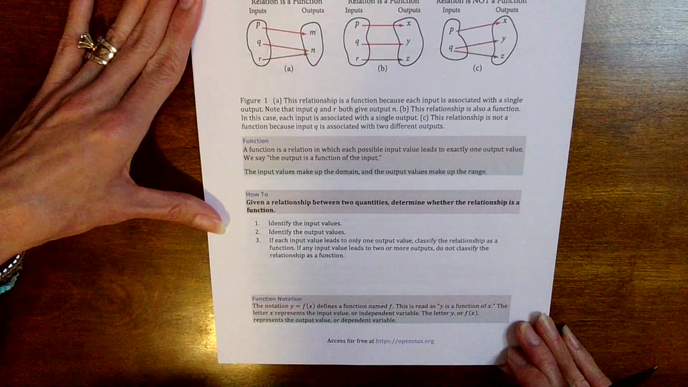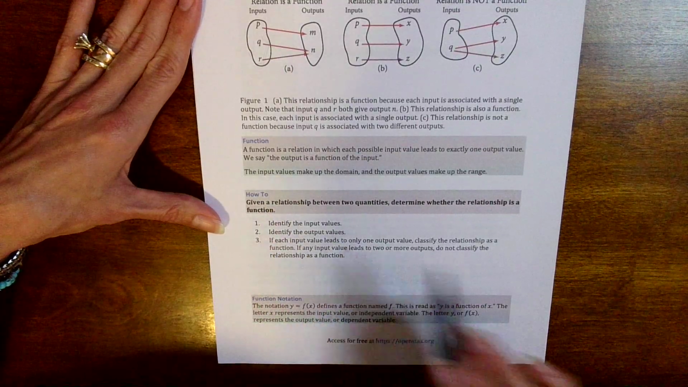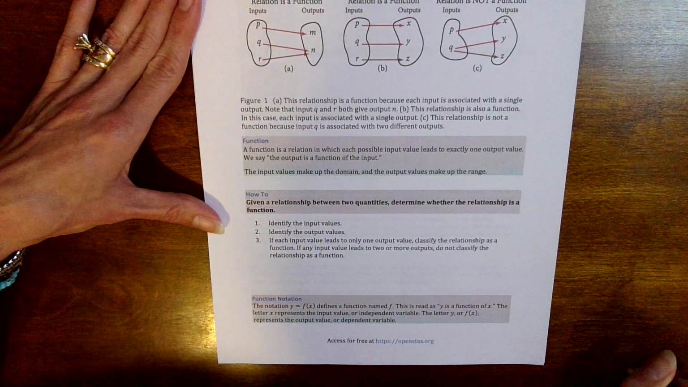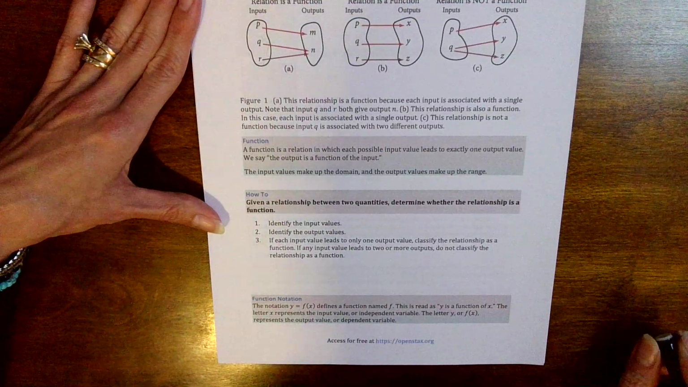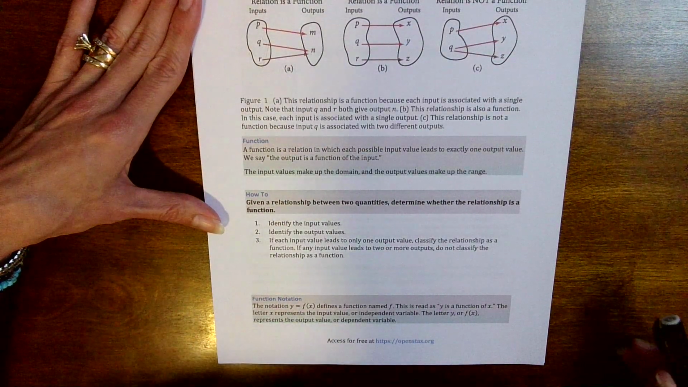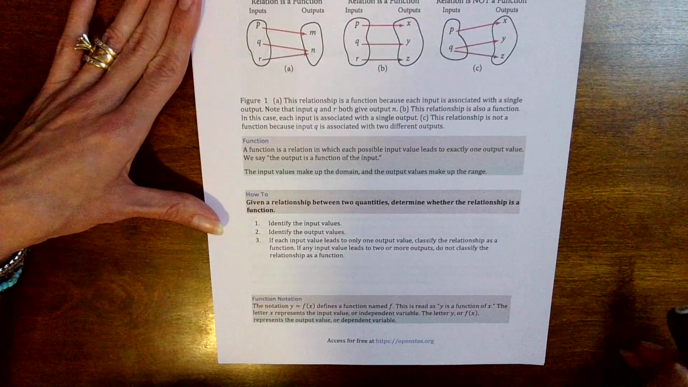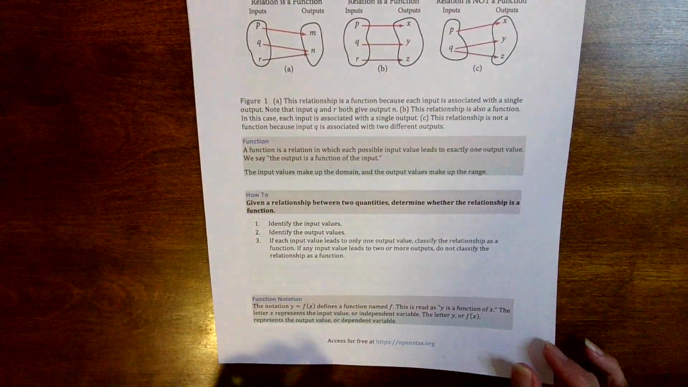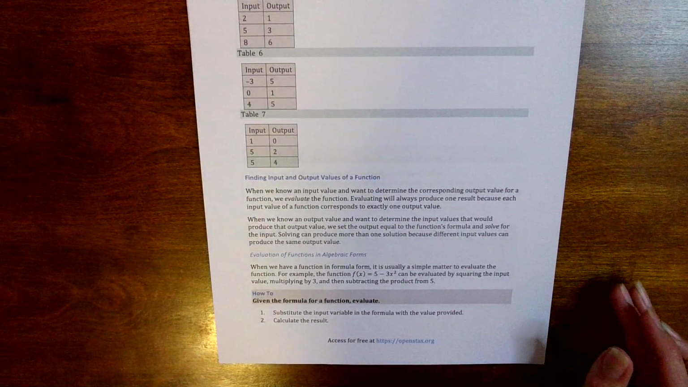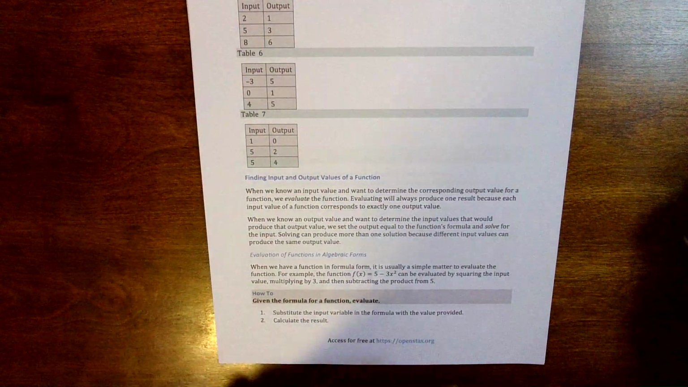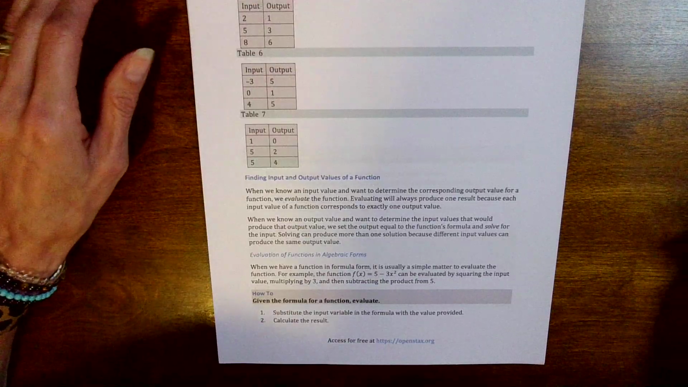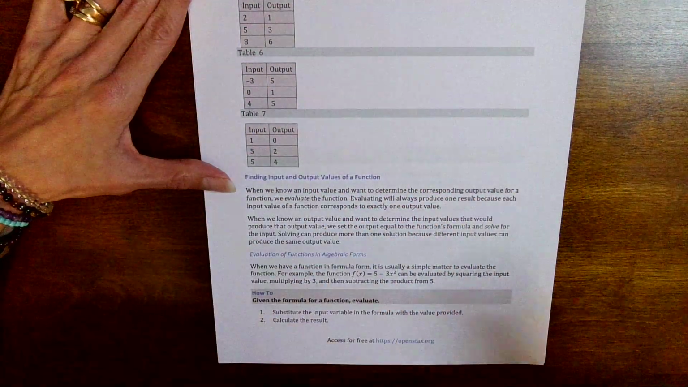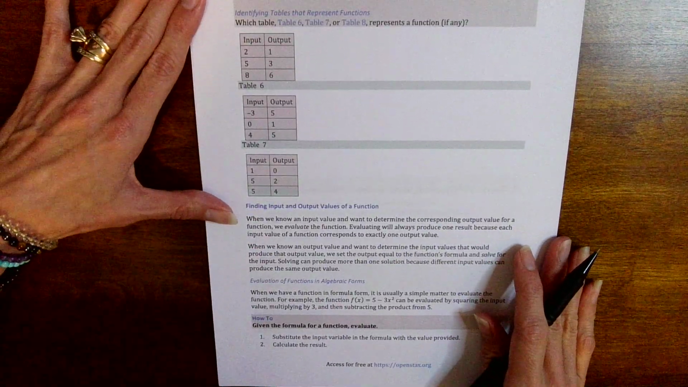Alright, so given a relationship between two quantities, how do we determine whether the relationship is a function? You identify the input, identify the output, and make sure that each input only points to one output. We already talked about that, so we don't need to talk about that again. So let's look at these tables. Do these represent a function or not?